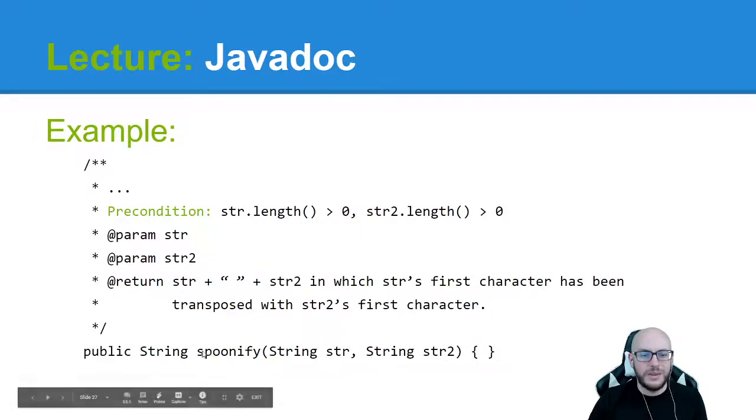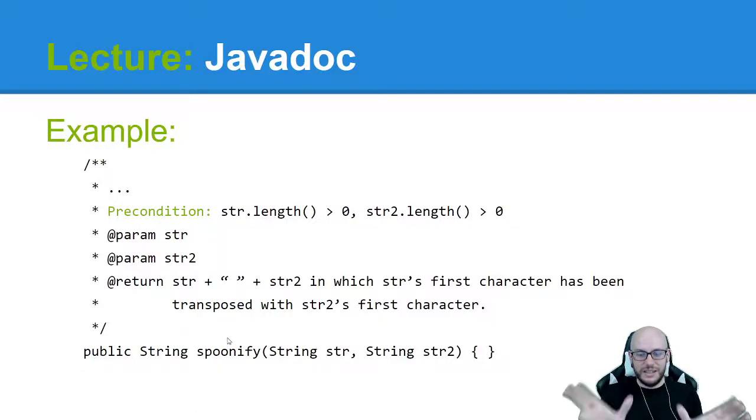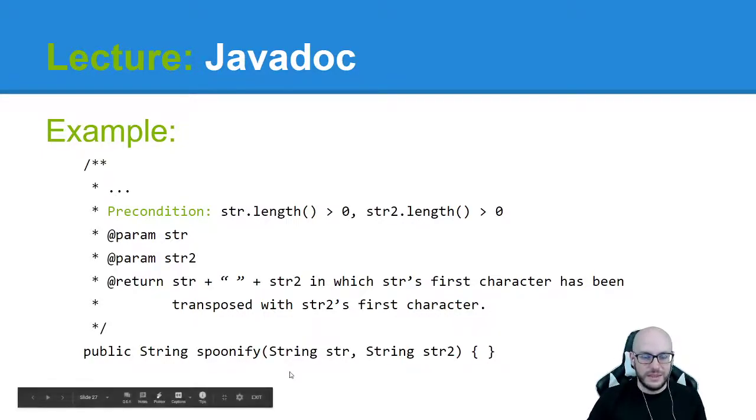Here I have a method spoonify. This is really awesome. I'm a big fan. It creates something known as a spoonerism. It's where you take the first characters in a set of 2 words and you swap them. I'll have to find some examples. Anyway, so what this does is it takes those 2 strings and it swaps the first 2 characters.